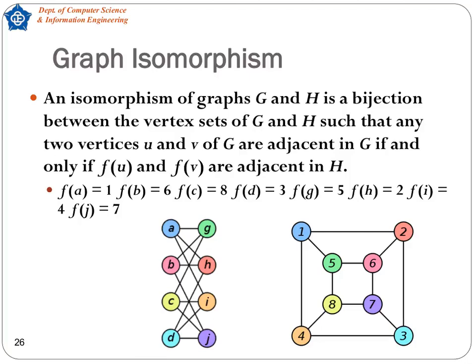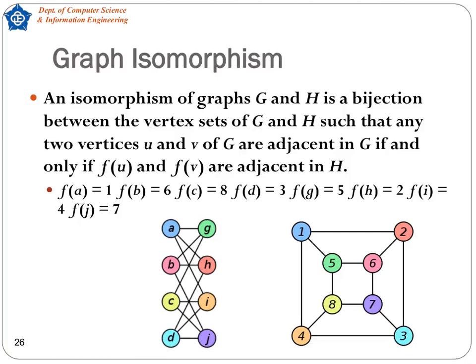Let's dive into the concept of graph isomorphism. Two graphs, G and H, are isomorphic if there's a one-to-one correspondence f between their vertices that exactly preserves edges. In other words, whenever u and v share an edge in G, their images f(u) and f(v) share an edge in H, and vice versa.